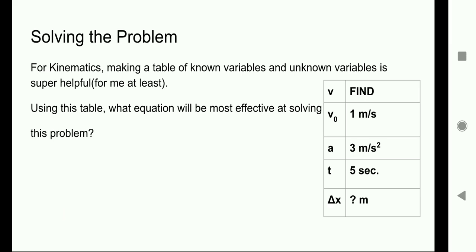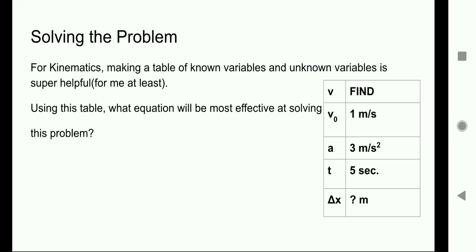So you have what you know. So what we got from the problem, we know that the initial velocity was 1 meter per second, the acceleration is 3 meters per second squared, and the time it took was 5 seconds. We don't know what delta x is, but that's not what we're trying to find. We're trying to find, I labeled it as find, the final velocity.